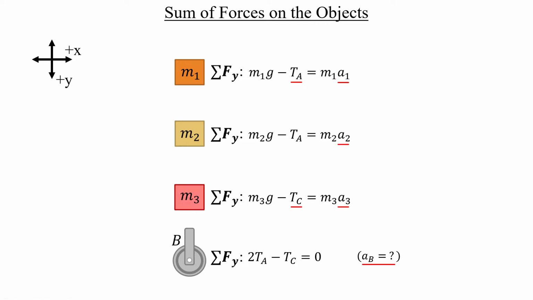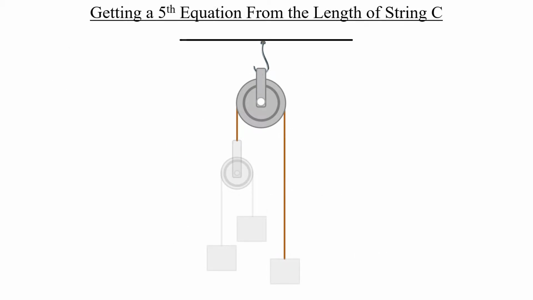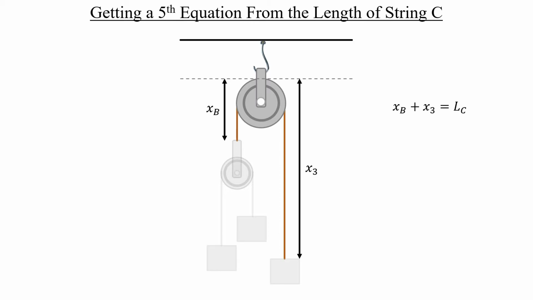Let's go back to our picture and focus specifically on string C. If we draw a reference line at the top of pulley B like this, it's possible to get the length of this entire string. I'll draw the distance from that reference line down to pulley B on the left, as well as the distance to block 3 from that reference line over on the right. If we add these two distances together, well, that's our length of string C. It might not seem very useful, but check this out.